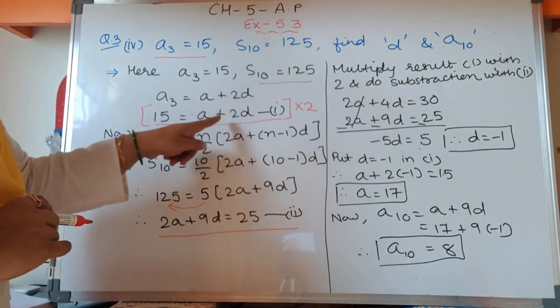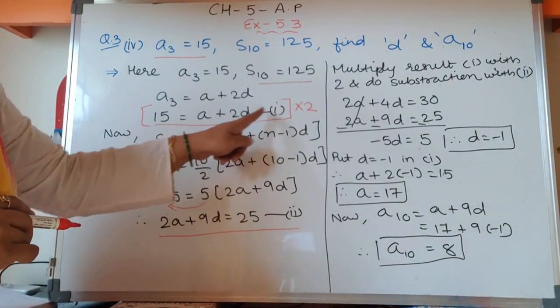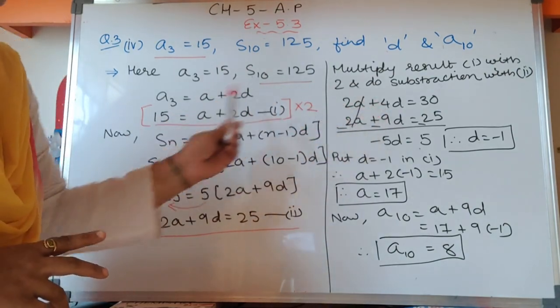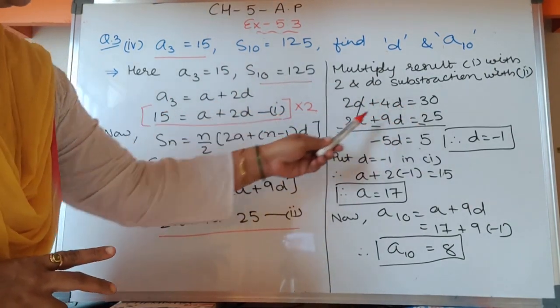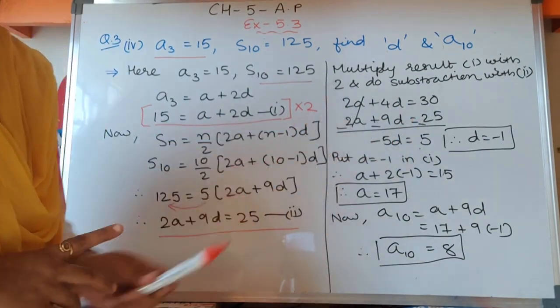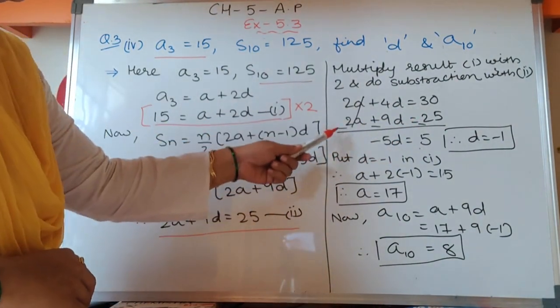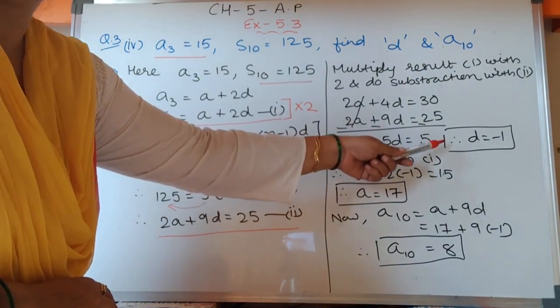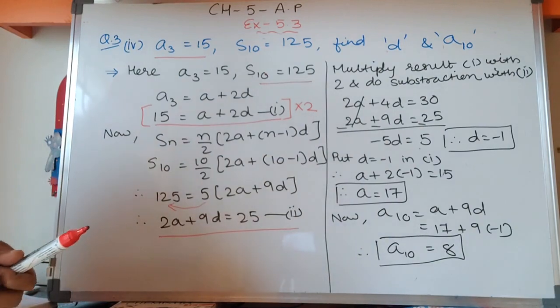So if I multiply this whole equation with 2, I will get 2a plus 4d is equal to 30, and I do subtraction with the second one, 2a plus 9d is equal to 25. After subtraction I will get minus 5d is equal to 5, and therefore d is equal to minus 1.